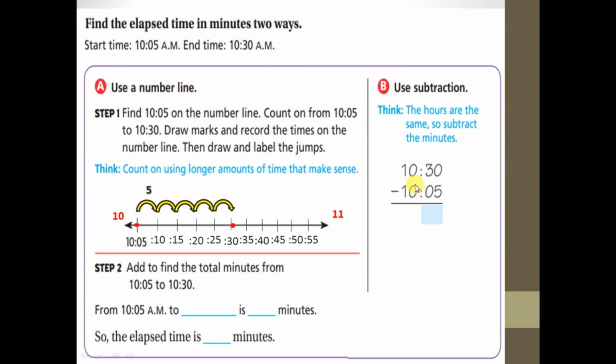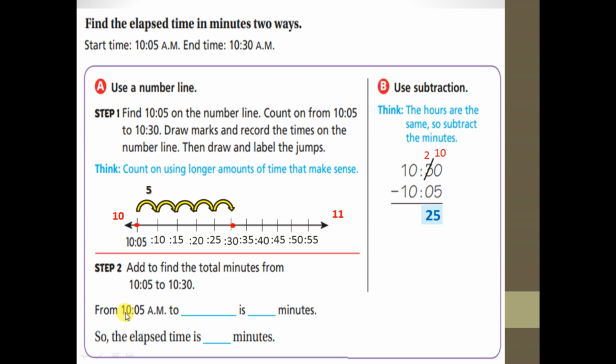Let's do it another way by subtracting. The ending time is 10:30. The starting time is 10:05. Now we subtract from the right to the left. 0 minus 5. Can I take 5 from 0? Don't switch it. It's 0 minus 5. So 0 is less than 5. So I need to borrow from 3. It becomes 2. Then 0 will become 10. 10 minus 5 is 5. And 2 minus 0 is 2. So it's 25. The same answer like here.